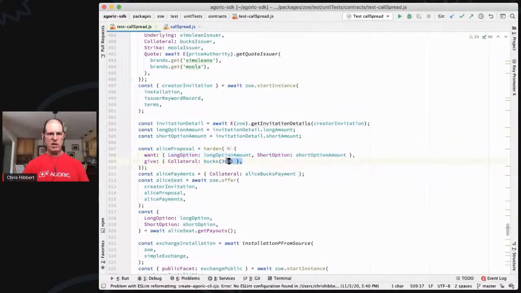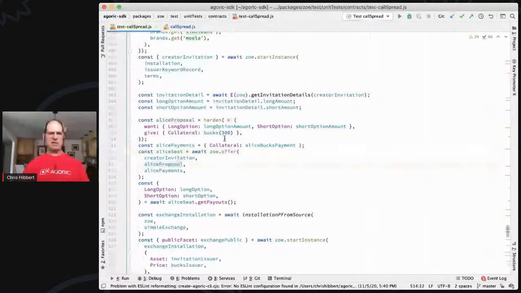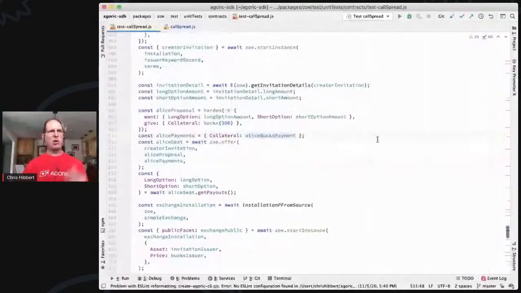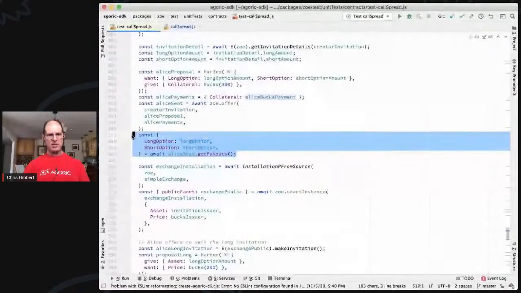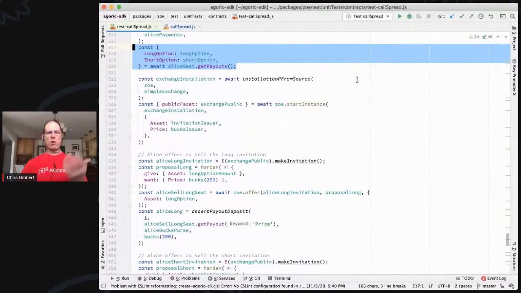She's willing to provide $300 of collateral, and when she makes the offer, she passes in the invitation that she got. She passes in this proposal, which shows those details. And she passes in the payment, which was created earlier. That's going to be just $300 because that's her contribution. She gets payouts from this, and that's the two options that hold the payouts for the two sides.